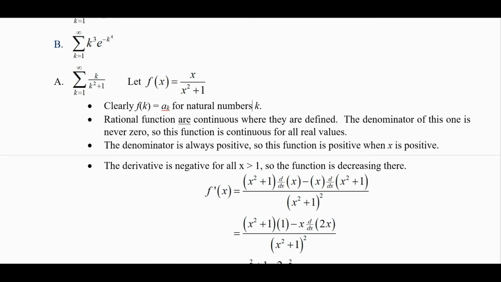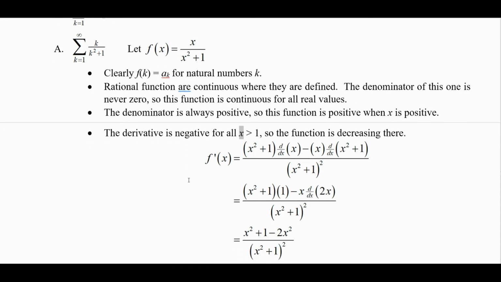All we really needed was for it to be continuous for some point to the right. And the denominator is always positive, so the function is positive when x is positive. So it's positive, at least for positive x's, continuous, and agrees with the original sequence. Now it needs to be decreasing as well. To show that, we'll do a derivative. We're going to end up using the quotient rule. So at least for all x's greater than 1, we want the derivative to be negative.